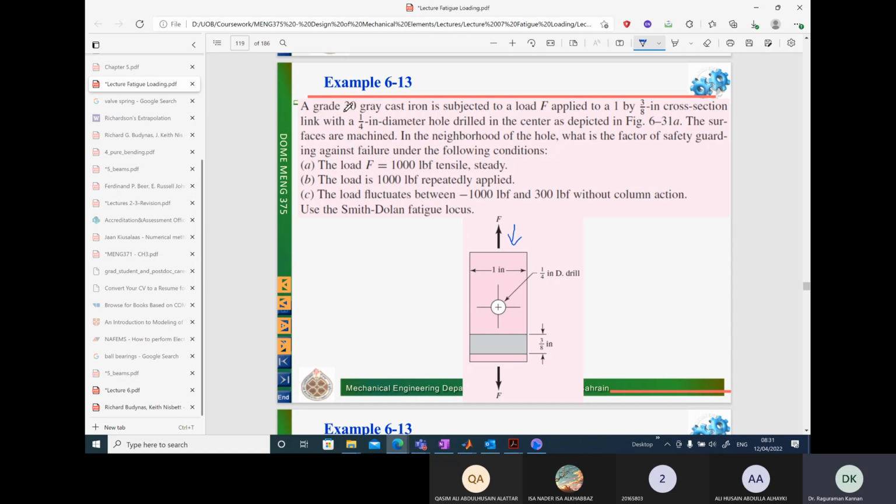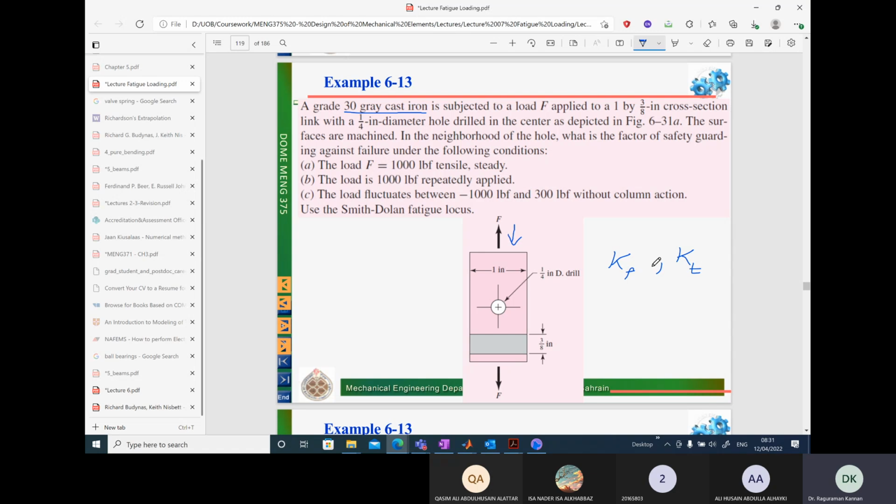Cast iron is a brittle material, by the way. The surfaces are machined in the neighborhood of the hole. What is the factor of safety guarding against failure under the following conditions? Since it is a brittle material, we will have to use Kf. That means we need to figure out Kt. These are the constants, capital Kf and Kt, the stress concentration factors.